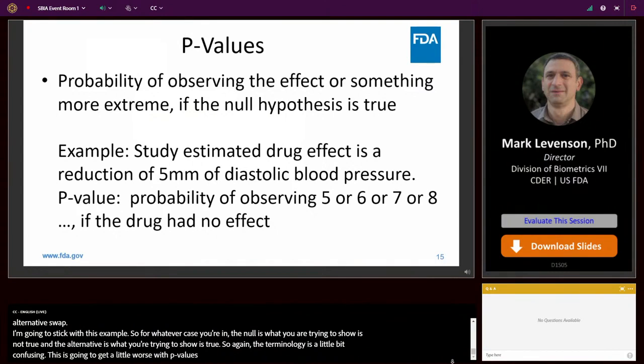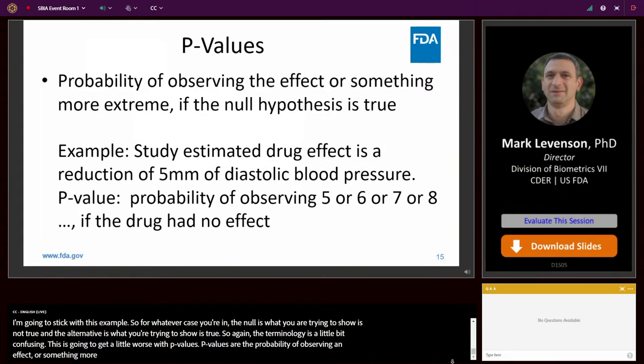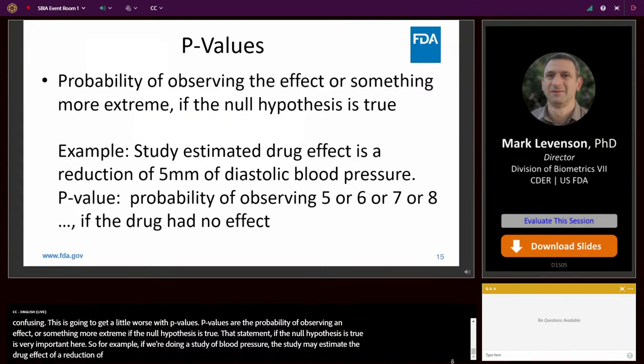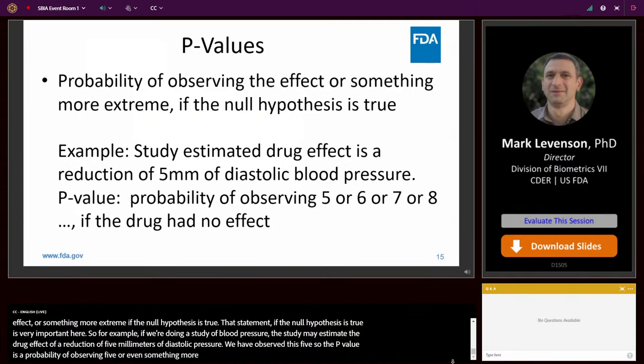P-values are the probability of observing an effect or something more extreme if the null hypothesis is true. That statement, if the null hypothesis is true, is important here. For example, if we're doing a study of blood pressure, the study might estimate a drug effect of a reduction of 5 millimeters of diastolic pressure. So we have observed this 5, and the p-value is the probability of observing 5 or even something more extreme, 6, 7, 8, but under the assumption that the drug had no effect.